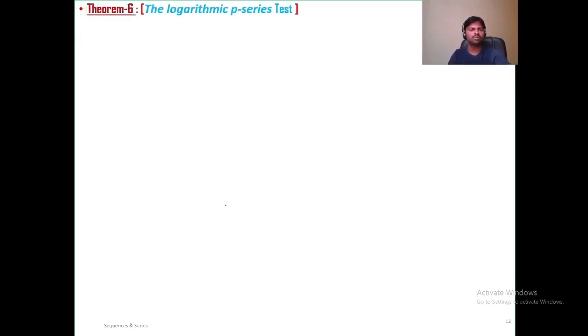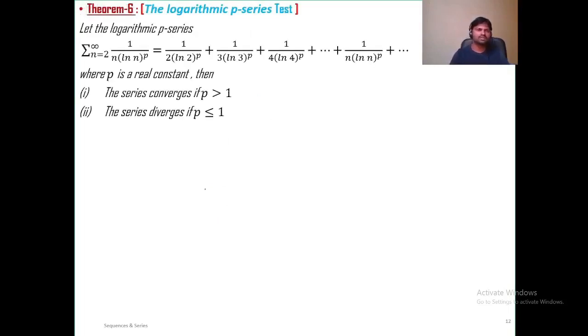Next one is the logarithmic p series test. So this is a logarithmic p series: the series with n running from 2 to infinity, 1 over n into (ln n) whole power p. Exactly, it should be in this format only. Then only we can apply this theorem. Otherwise, we should not apply this theorem. Compulsorily, the series should be in this format only. What is p? p is a real constant.